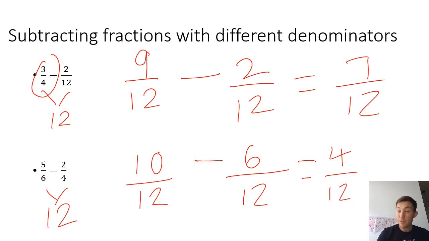Okay, I could simplify this also because 4 and 12 are both in the 4 times table, so I could divide both of them by 4, which would leave me with 1/4. So looking at that original fraction, 5/6 subtract 2/4, it's actually the same as a quarter.